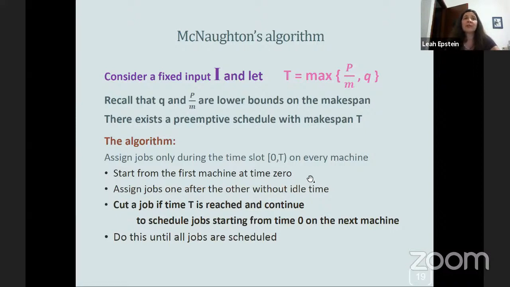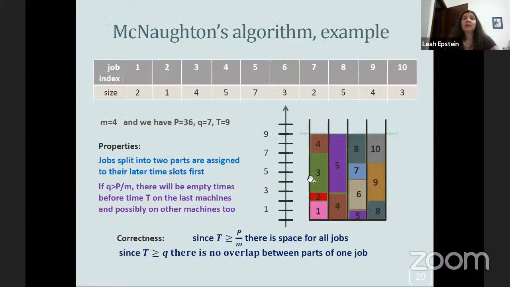Let me show you in a figure how it works. So you can see the figure here. You don't even need to sort the jobs. You just start from the first machine and assign the jobs. When you don't have space for the next one, you continue on the next machine. And the line that we draw here, and here it is at 9, is the maximum of the two lower bounds, an optimal cost, optimal Makespan. So you can see the job 4 moved from the first machine to the second one.